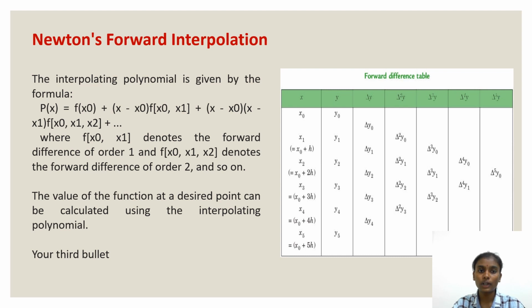The formula for Newton's forward interpolation is P of x equals f of x0 plus (x minus x0) f of x0, x1 plus (x minus x0)(x minus x1) f of x0, x1, x2 plus so on. Arrange the given data points in ascending order of x values. Calculate the forward difference table by finding the differences between consecutive y values. Compute the divided differences by using the formula.